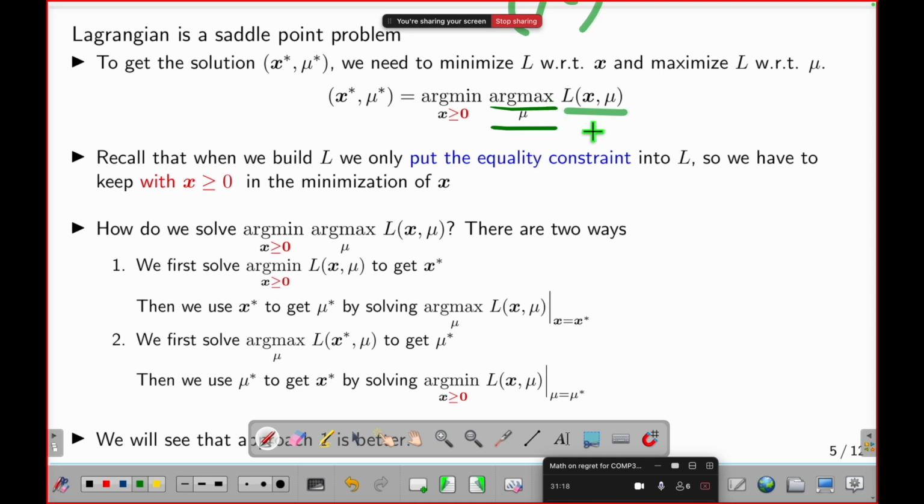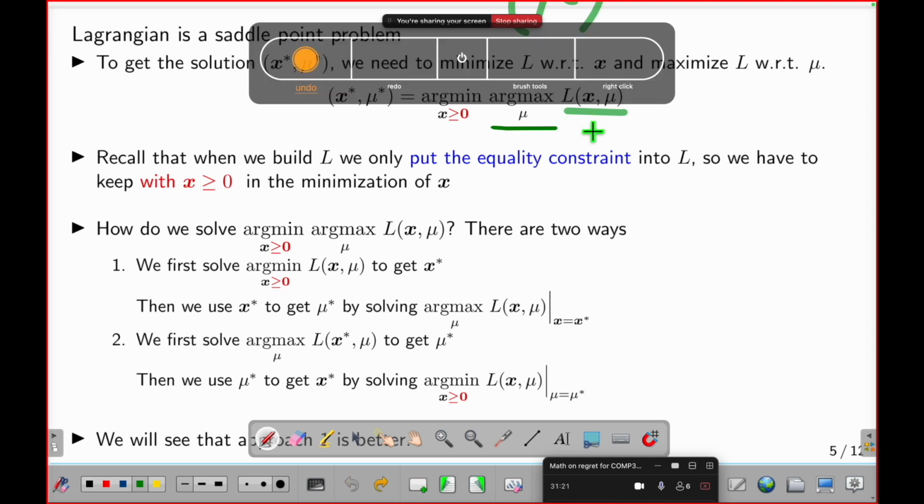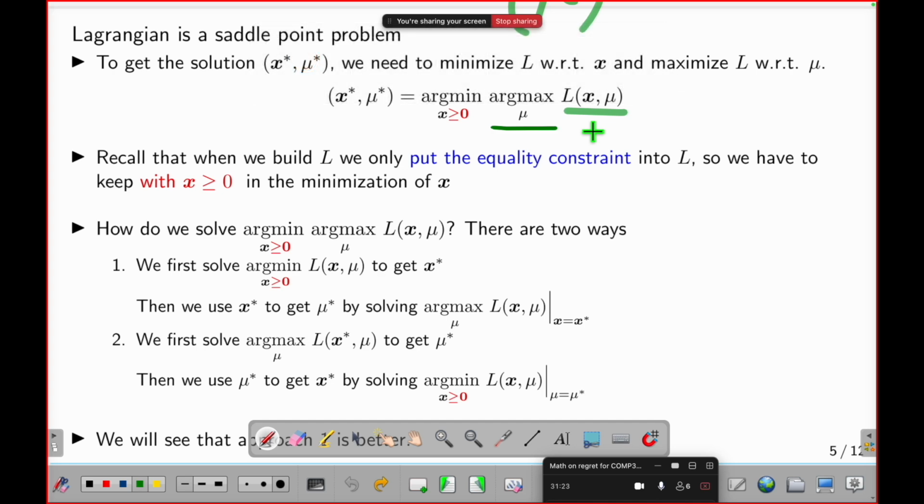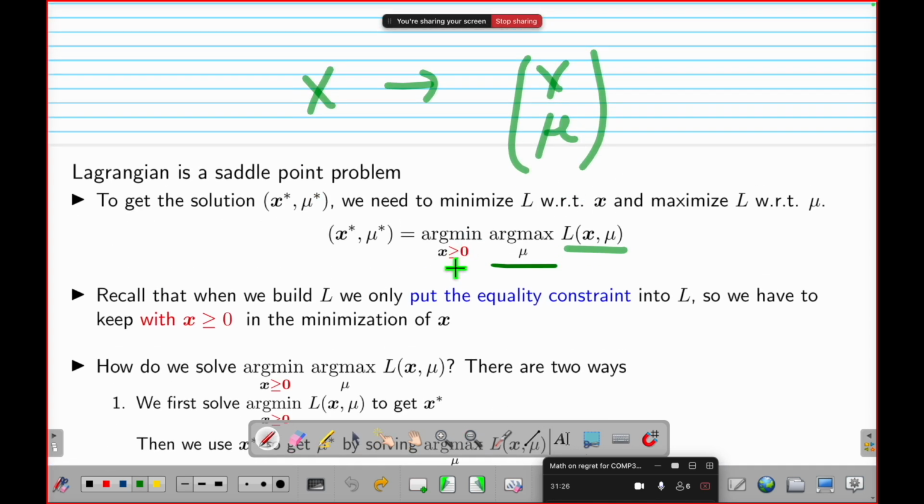So mu must be as big as I want. So I'm now having a double optimization problem. What's a double? Previously I only have x. Now I have mu. X and mu are two variables. And now I want x small, mu big. This is called a saddle point problem.